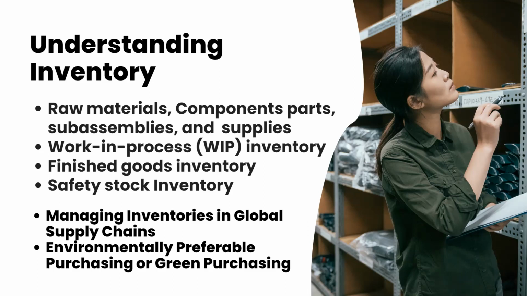Next would be the finished goods inventory. This is already a complete product that is ready to distribute to the customers. For example, the foods that can be located at a grocery store, it's already a fully finished product that can be sold to the customer.